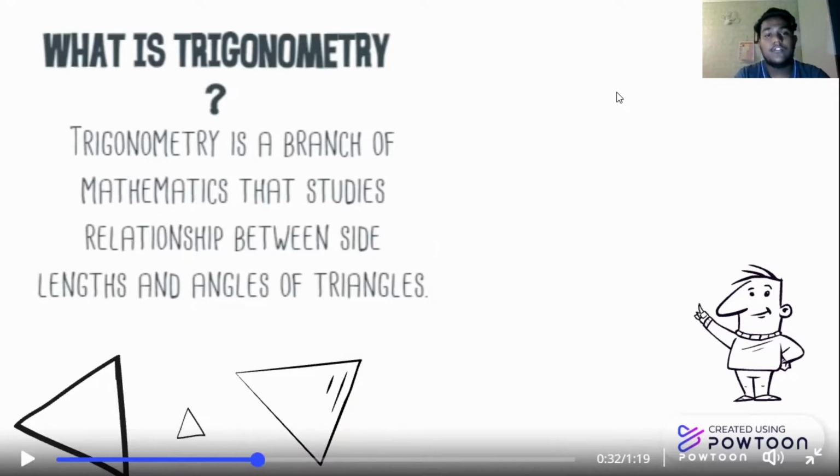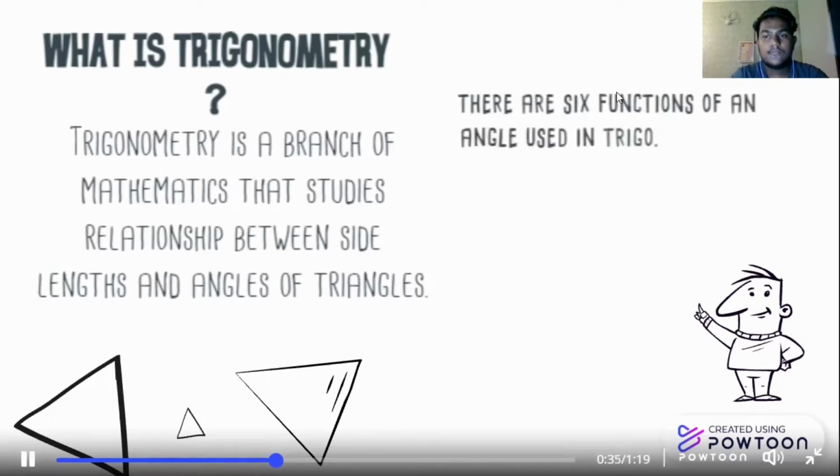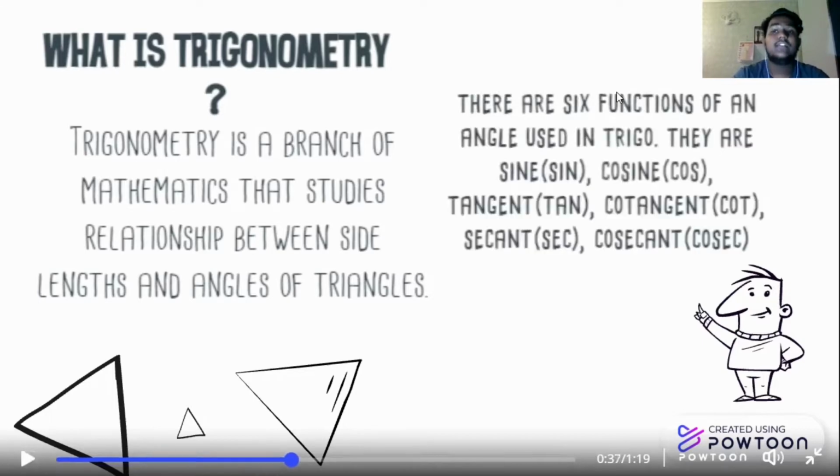Trigonometry is all about triangles. It helps us to find the angle and distance in a triangle. There are 6 functions of an angle used in trigonometry. They are sine, cosine, tangent, cotangent, secant, and cosecant. The main 3 are sine, cosine, and tangent. The other 3, cotangent, secant, and cosecant, are derived from sine, cosine, and tangent.